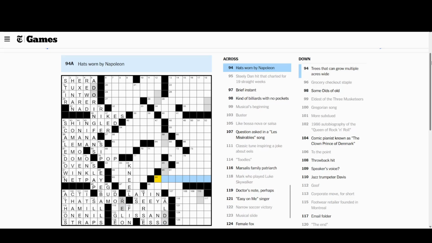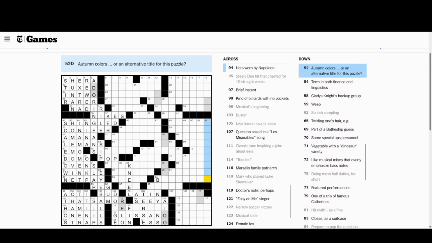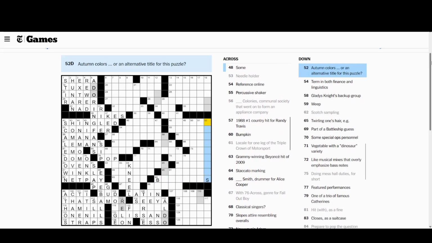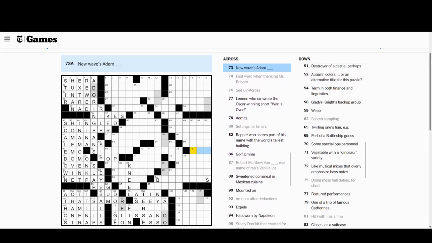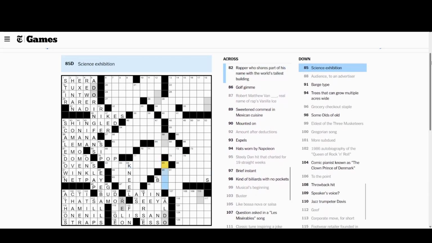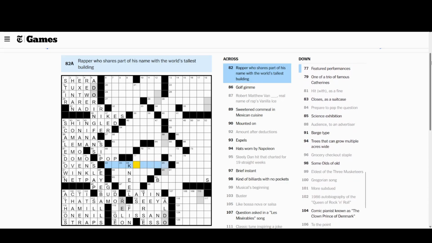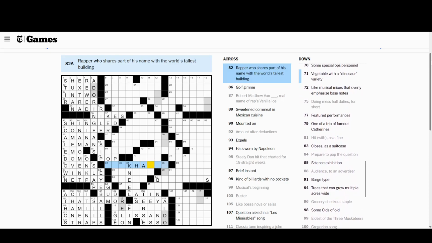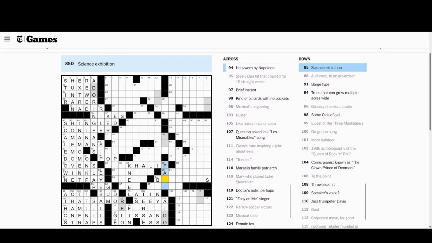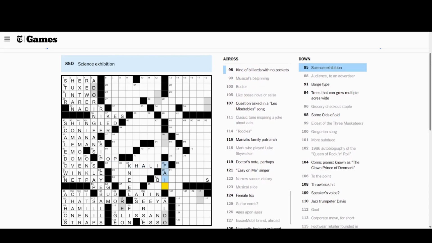Hats worn by Napoleon. Autumn colors. It's gonna be fall something. Maybe? Anyway, let's take a look at what this might be. Science exhibition. Let's take a look at this. Rapper. Oh, Wiz Khalifa, right? Do re mi fa, alright. Science exhibition is fair? Science fair? Could be.